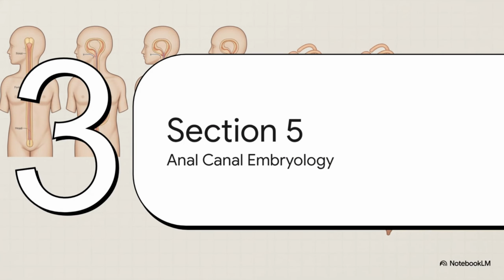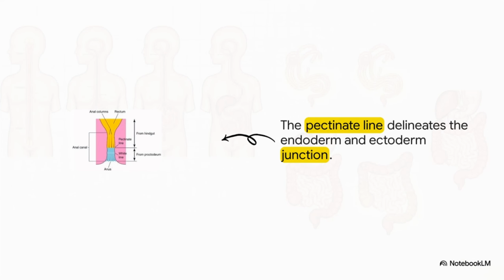Moving on to Section 5, Anal Canal Embryology. All right, we've reached a massive board exam favorite, the pectinate line. This highly tested landmark represents the exact anatomical junction where endoderm from the hindgut meets ectoderm from the proctodeum. It is a strict, definitive dividing line. Everything changes here: the type of epithelium, the arterial supply, the venous drainage, and even the lymphatic drainage. It's literally a border between two different embryonic worlds.